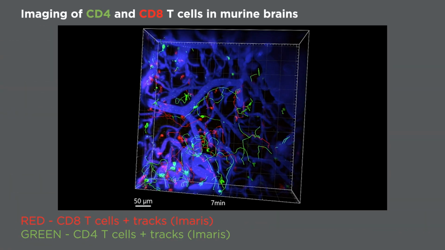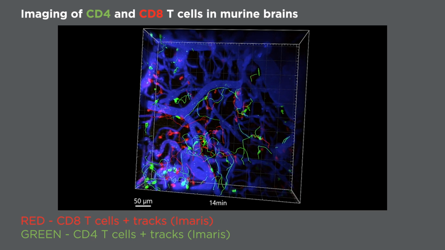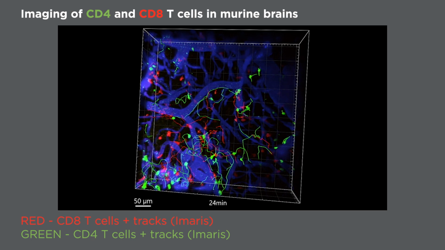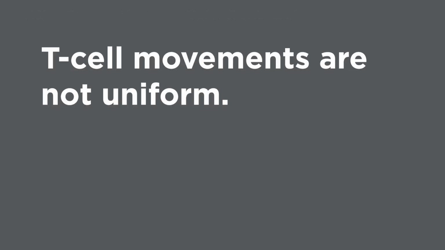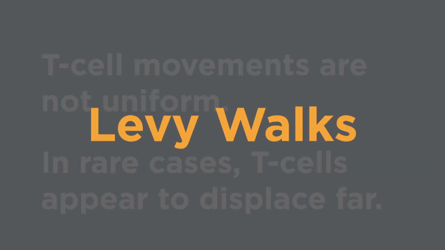Luckily for us, researchers in Australia recently performed experiments where they imaged brain-localized T cells after malaria infection and shared these data with us. We have used our recently acquired software called Amaris to accurately map coordinates of T cells in 5 separate data sets. As we analyzed the data, we discovered that T cell movements were not uniform, and in rare cases, T cells appear to displace far. This is a feature of Levy walks.